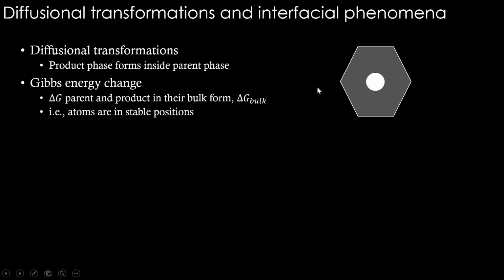So consider this kind of a phase, the parent phase. Inside that there is a product phase forming. You can imagine this as a grain, and inside that some other product grain is forming. There will be an interface like that, right? This red color thing is an interface between parent and product, basically meaning the surface of the product phase, which will not have atoms arranged in a proper manner, and exactly at that location even the parent phase will not have the right neighbors to bond. Therefore, the atoms in the interface are not going to have the minimum Gibbs energy. That is, they will not be in their stable position.